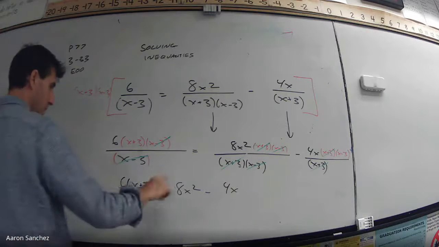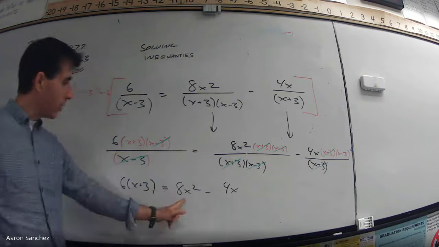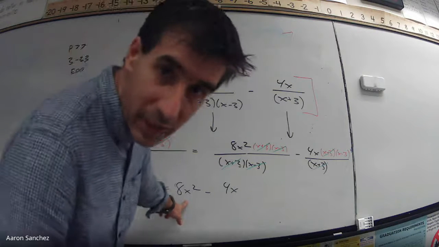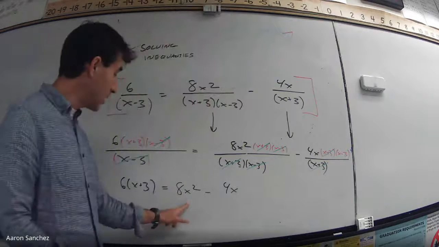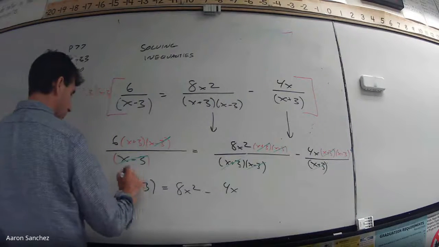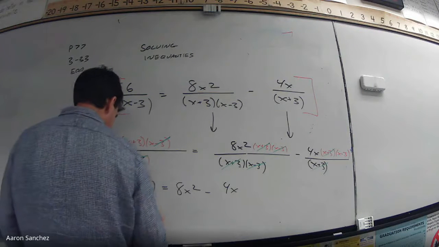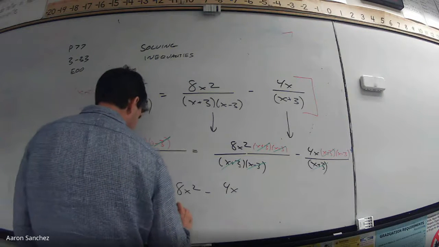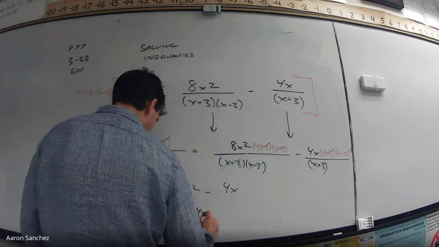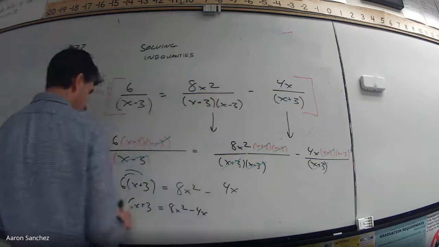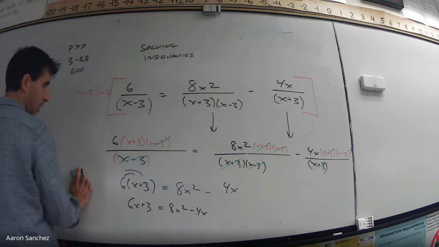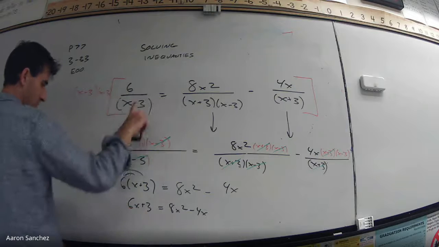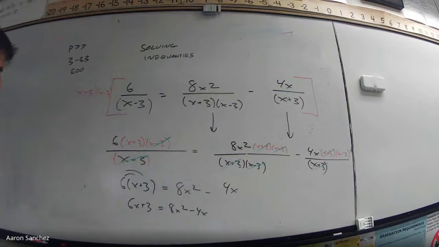So let's clean this up. Looks like a quadratic. It has an x squared, so we're going to set it equal to 0. So let's distribute this out. 6x plus 3 equals 8x squared minus 4x. I didn't check to see if you got the right answer, and I just started working it. I'm going to erase this stuff here so I can reestablish. I'll let you look at that. Set it equal to 0.